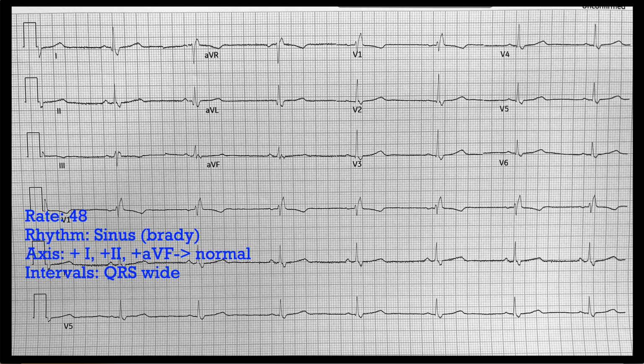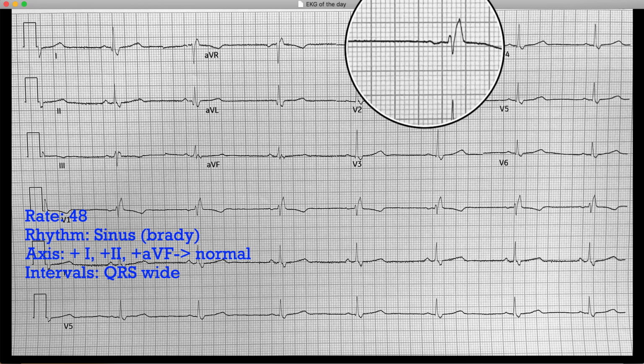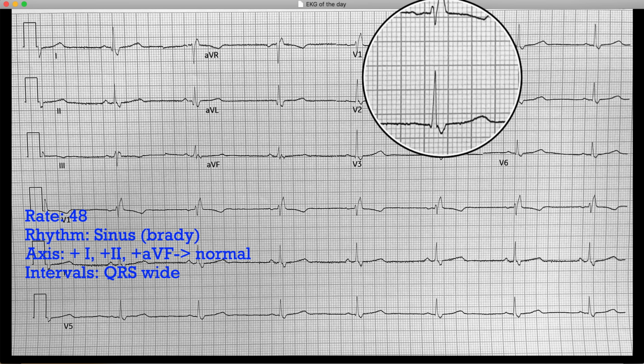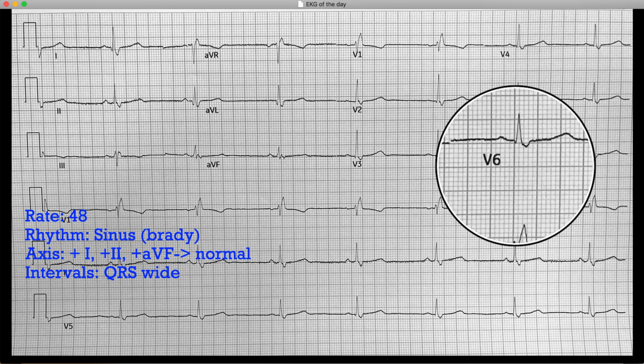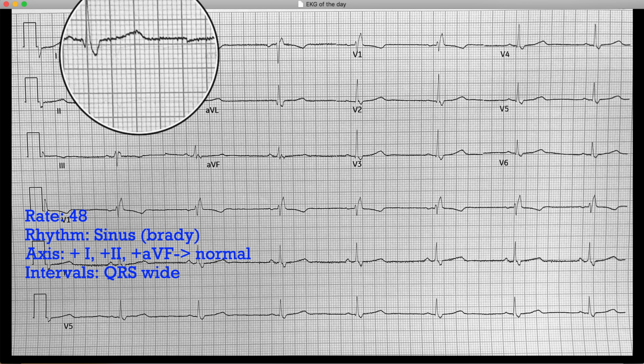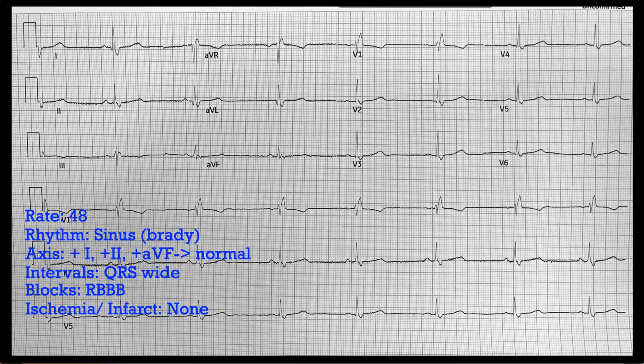All right. So let's go back to our thing here. For the case that we have today, we have the classic M shape with the positive deflection at the end of the QRS complex and that negative deflection down here in lead V6 and the same thing in lead 1. This is a right bundle branch block in so many words.